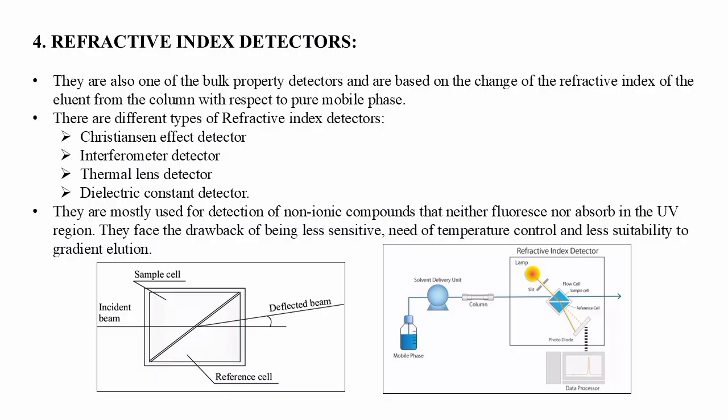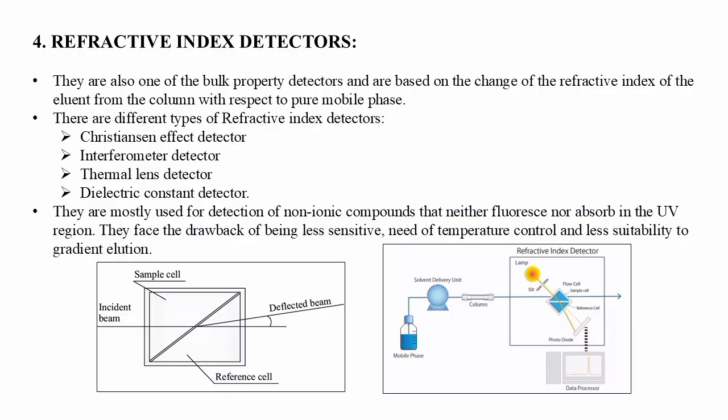They are mostly used for detection of non-ionic compounds that neither fluoresce nor absorb in the UV region. They face the drawback of being less sensitive, needing temperature control, and being less suitable for gradient elution.